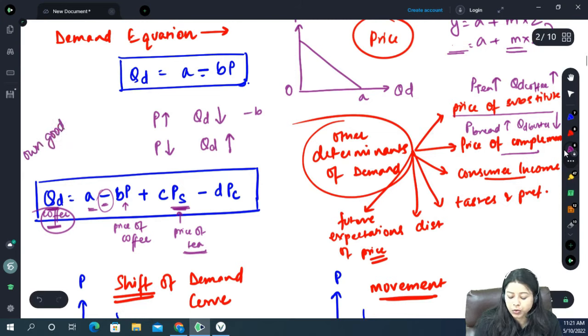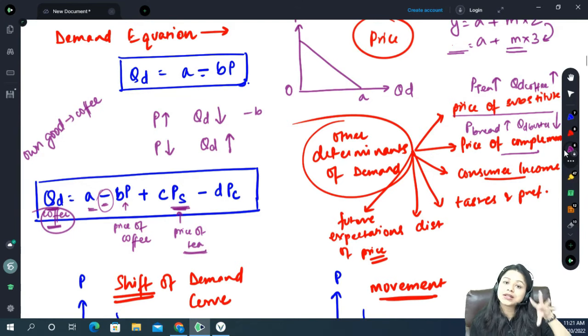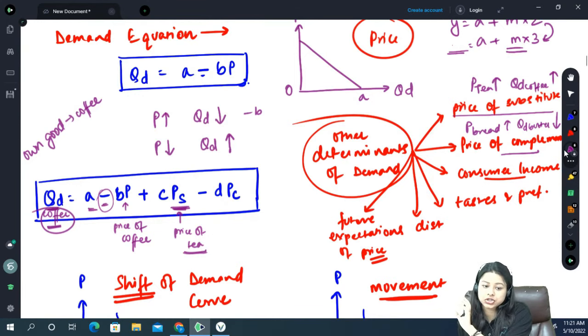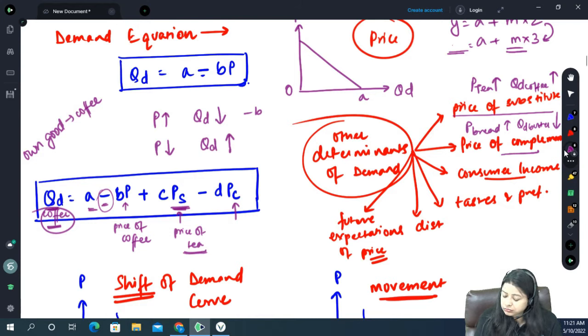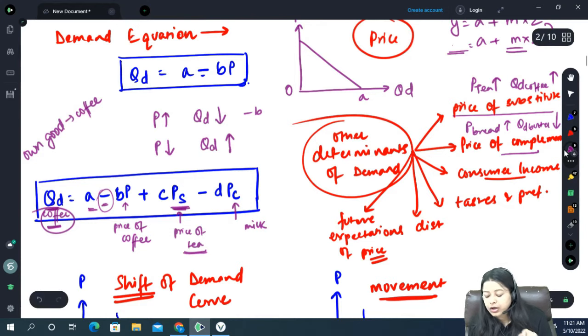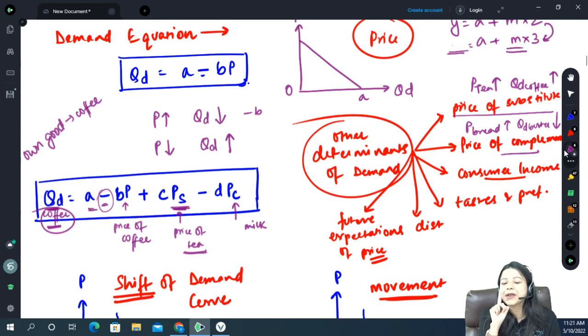So it depends what your own good is. Own good over here is what? Coffee. We are dealing with coffee only, but we are considering what will be the impact on the change in the quantity demanded of coffee if the price of anything else, maybe tea, is changing. Tea is a substitute. If price of tea is increasing, quantity demanded for coffee will increase. And here, price of a complementary good. Let's say tea, coffee and sugar, milk, for those who are not having black coffee. So if your price for milk increases, your quantity demanded for coffee will decrease. Hence, negative. Inverse relation.